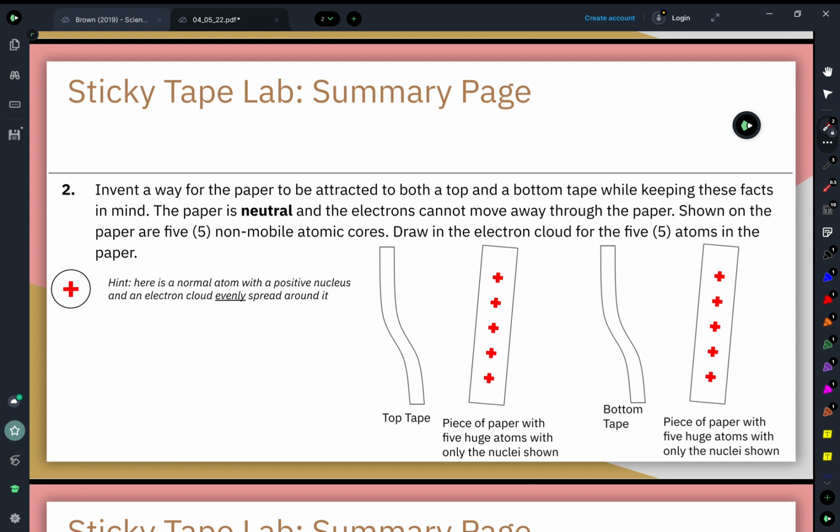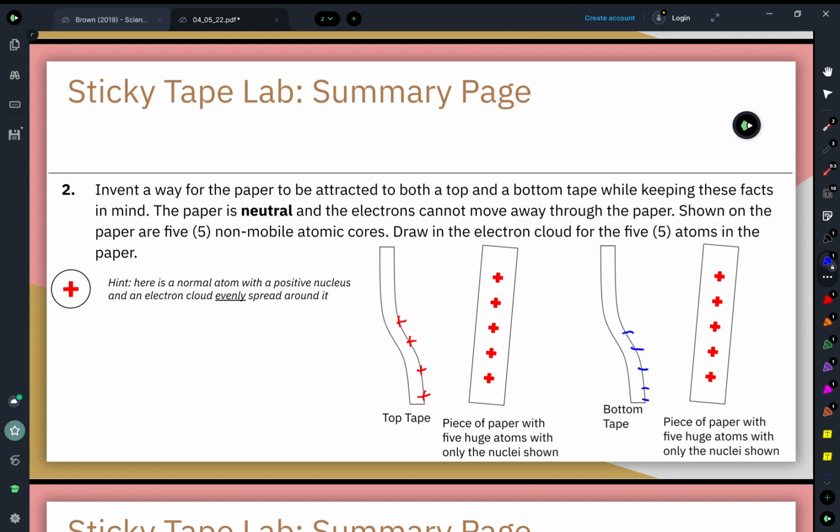Now, we saw that our paper was weakly attracted to both the top tape and the bottom tape. That's why we're showing that it has a slight angle here towards both the top tape and the bottom tape. We're trying to represent what is going on here. We know that the top tape is going to be positively charged. We represented that in the previous problem. So we have a bunch of those positive charges here. And for the bottom tape, we said that that was going to be mostly negatively charged.